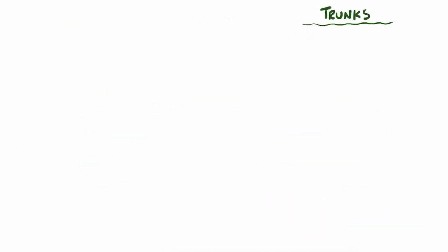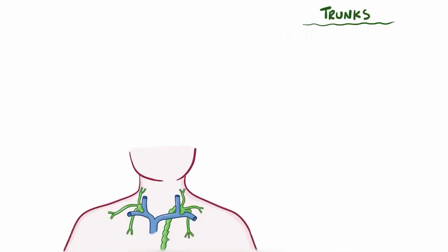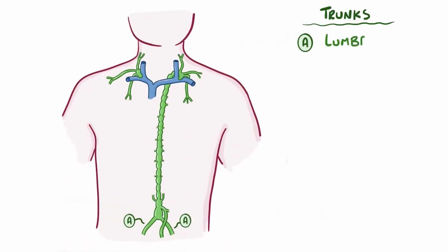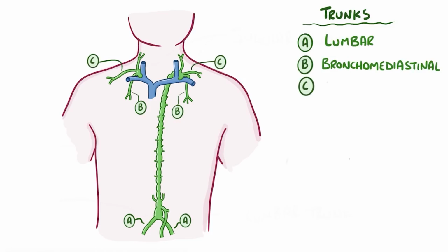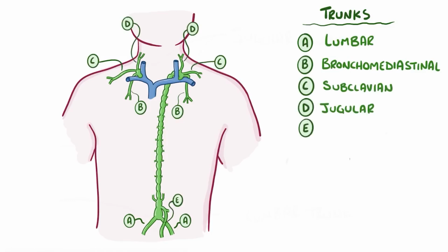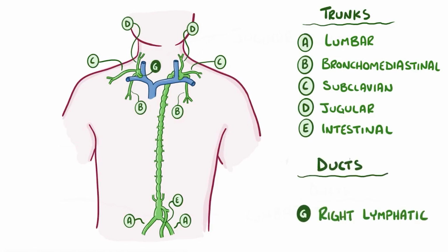The lymphatic trunks are each named after the regions of the body that they drain the lymph from: 2 lumbar trunks, 2 bronchomediastinal trunks, 2 subclavian trunks, and 2 jugular trunks, as well as 1 intestinal trunk. From there, the lymph is delivered to either the right lymphatic duct, which collects lymph from the right arm and the right side of the head and chest, or the thoracic duct, which is a lot bigger and collects lymph from the rest of the body.